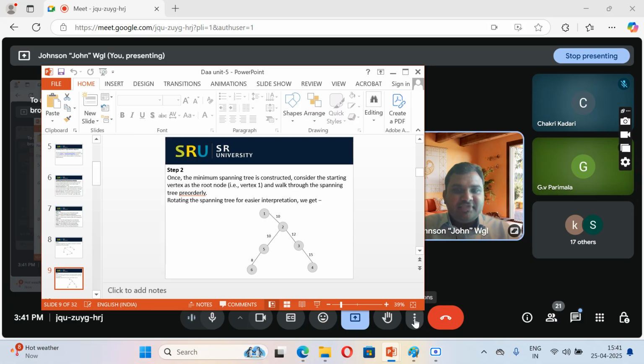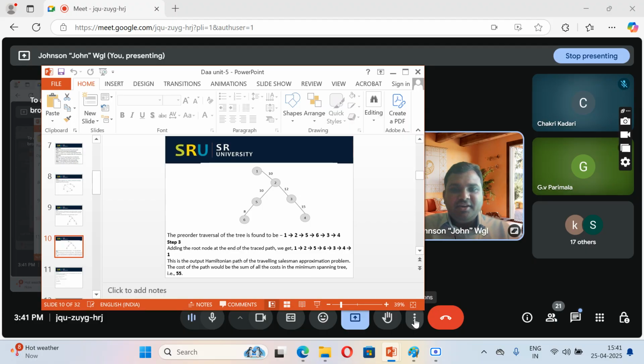After constructing the spanning tree, I perform the pre-order traversal. What is pre-order traversal? Root, left, right. Using that, we travel the elements 1 2 5 6 3 4, which means we visit all nodes. Visiting all nodes means a Hamiltonian cycle. Finally we can calculate the cost, which is 55. This is the traveling salesman problem using an approximation algorithm.